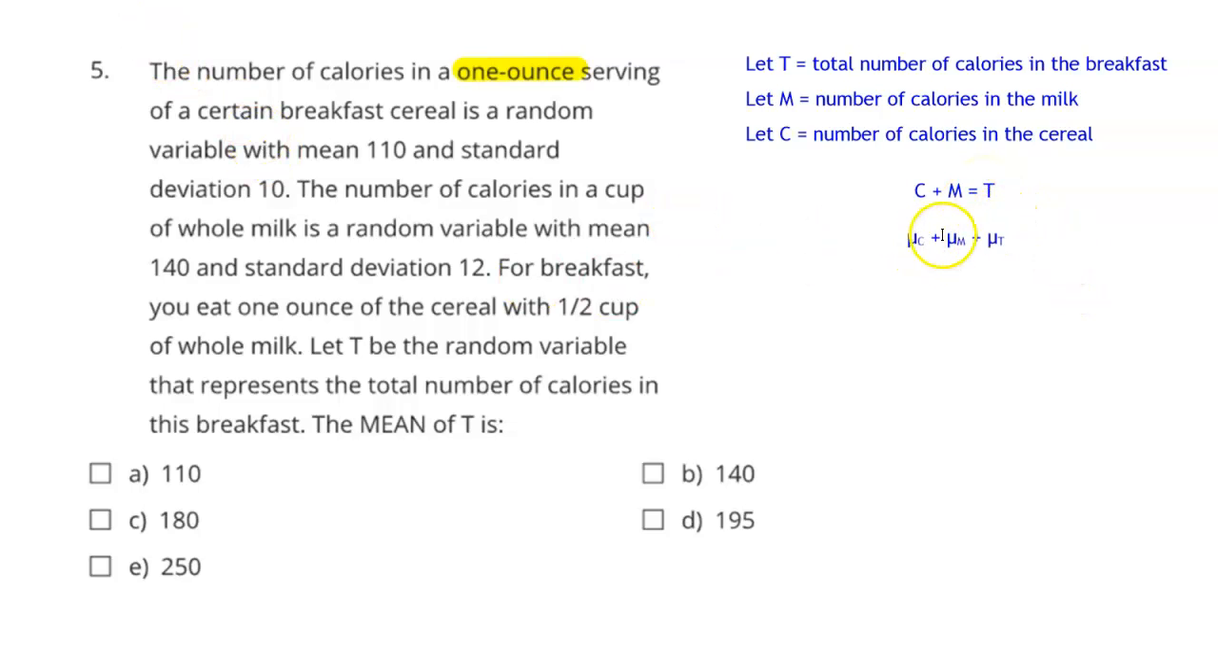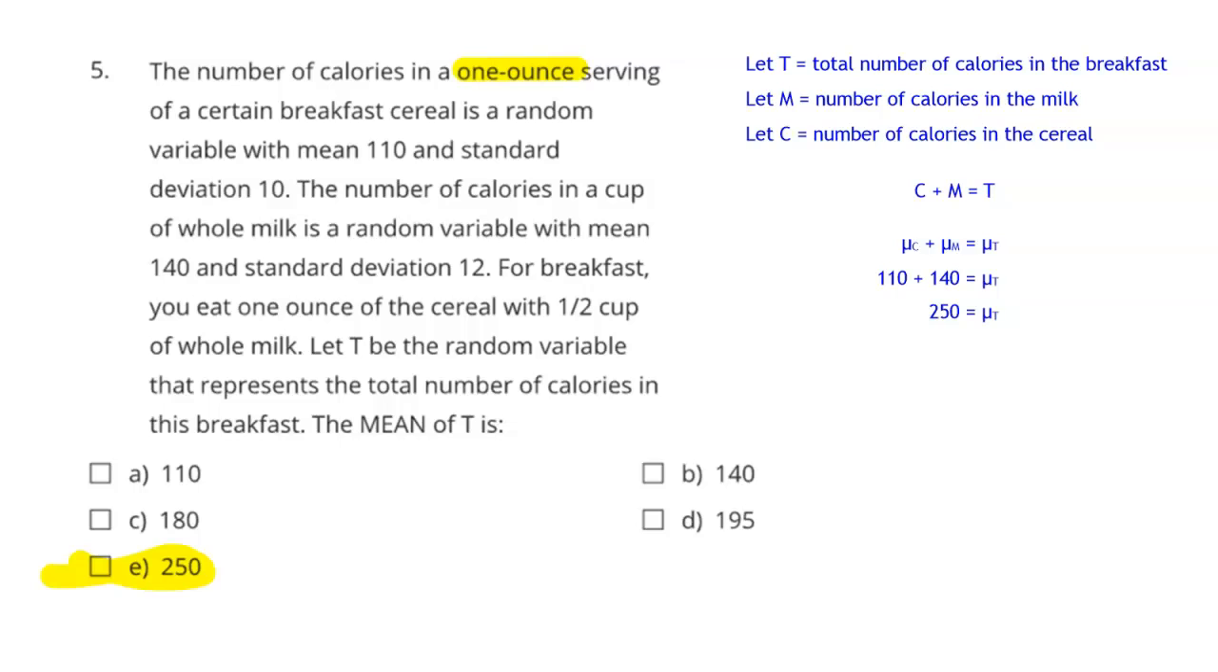All right, so since we're combining two random variables together, we can just add their two means together. Oh, this plus should be an equals. Let's change that up here. So like I said, we're adding the two means together. I know that the mean of the cereal is 110. The mean of the milk is 140. So that mean here for the total should be 250. So the correct answer for this one is going to be choice E, which is 250.